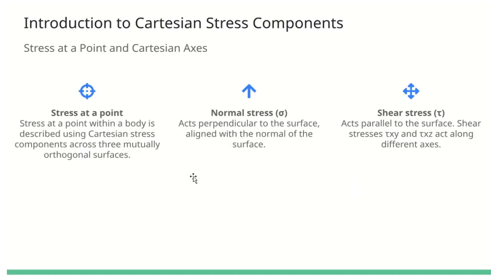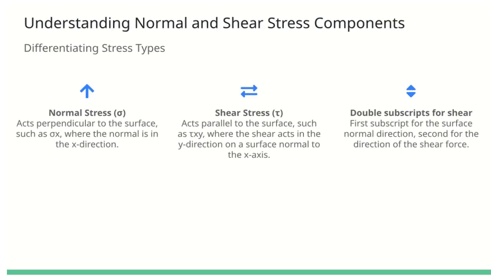So normal stress acts perpendicular to the surface, aligned with the normal of the surface, and shear stress acts parallel to the surface. Shear stress acts along the different axes. I have explained normal stress and shear stress in the previous video. Normal stress acts perpendicular to the surface, that is, stress where the normal is in the x direction, for example, stress in the x direction. Shear stress acts parallel to the surface, such as tau xy, where shear acts in the y direction and on a surface normal to the x-axis.